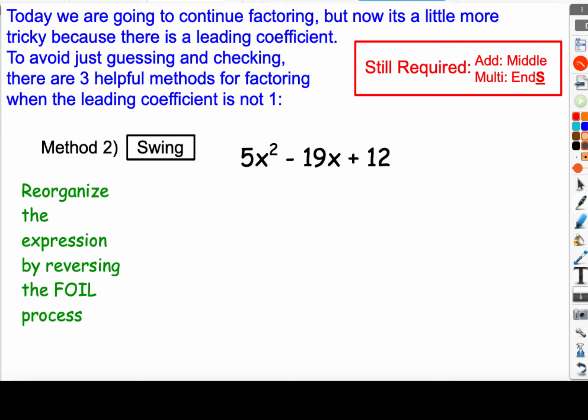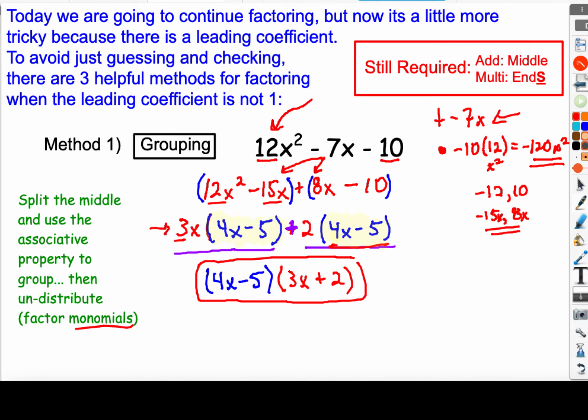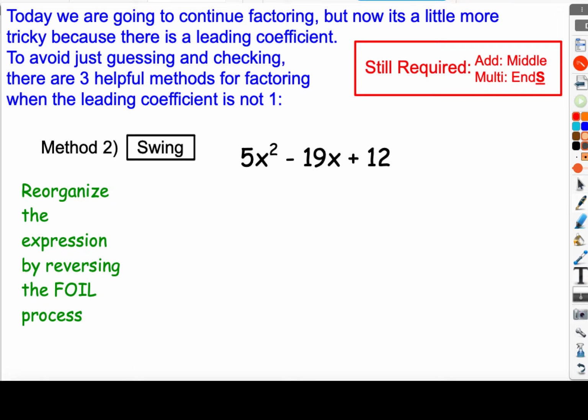I already made a video, you may have watched it already, on how to solve by grouping. That's one method. The swing method is just another way of looking at how to undistribute or unfoil a trinomial. It's going to start the same way that grouping did. So again, we're going to say what's going to add to the middle.